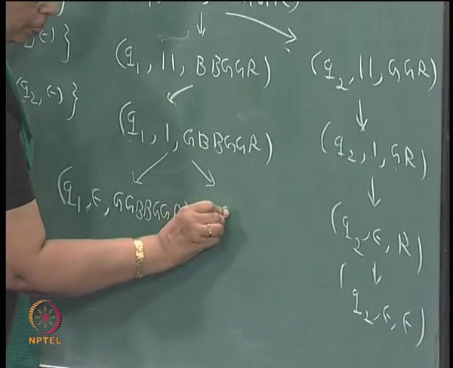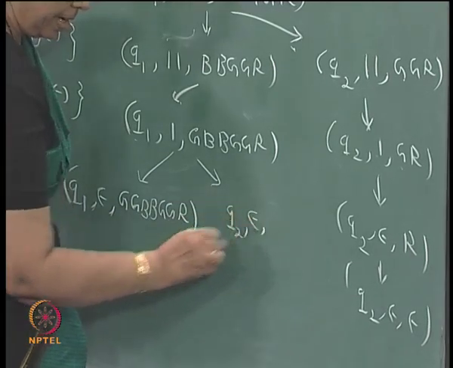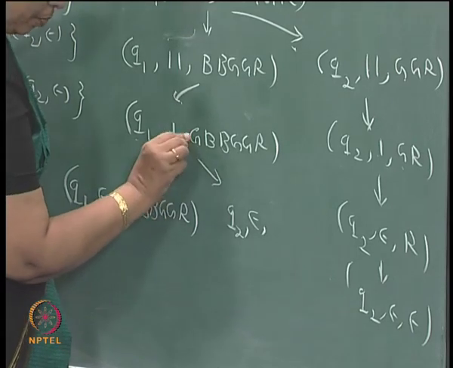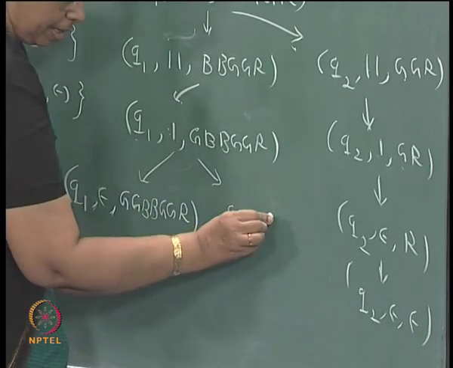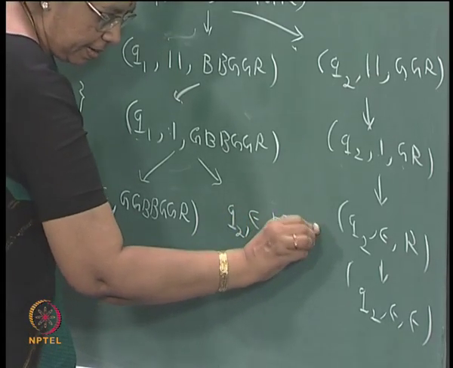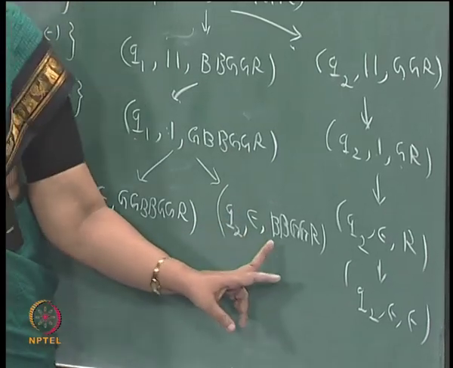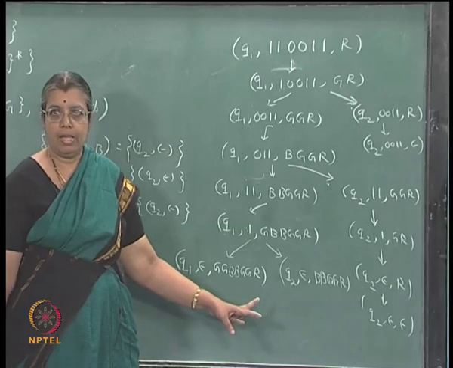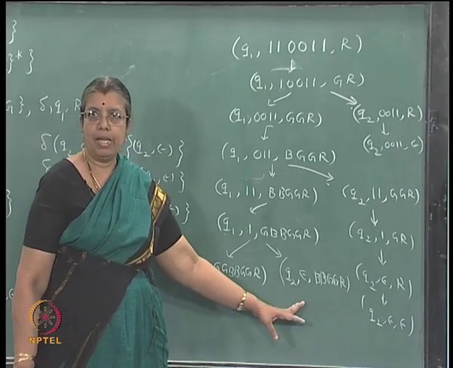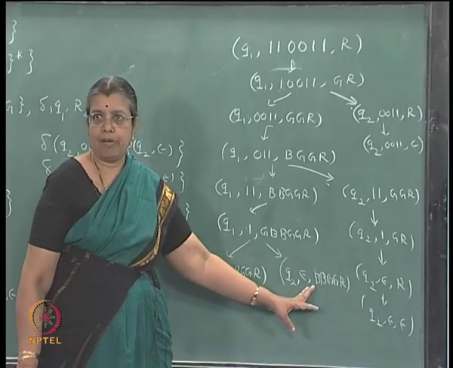Another thing is you go to Q2, this has been read, and you will remove the G for 1. So, you end up with B B G G R. You cannot proceed further here because in Q2 and B no symbol is there. You have read the whole input in this case, but the stack has not been emptied. The pushdown store still contains something. So, this is not an accepting configuration.